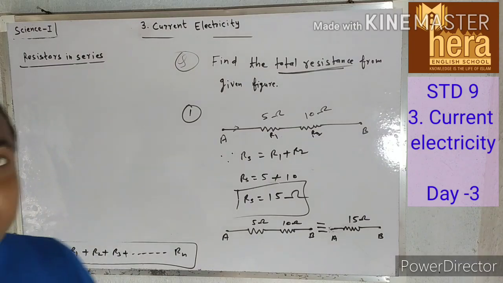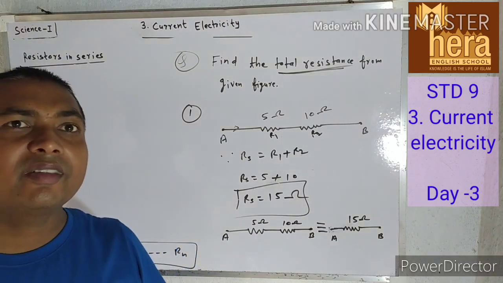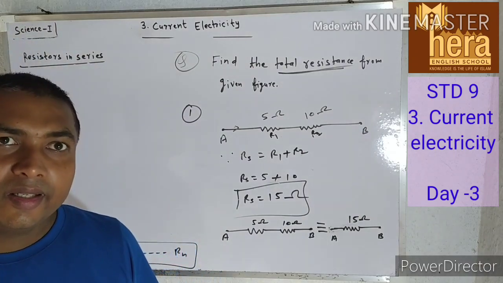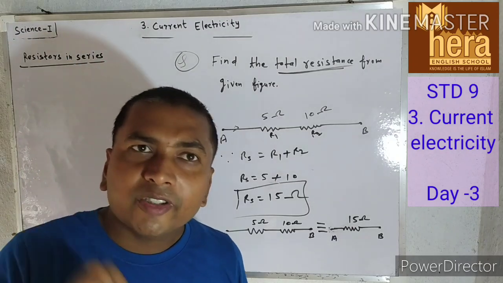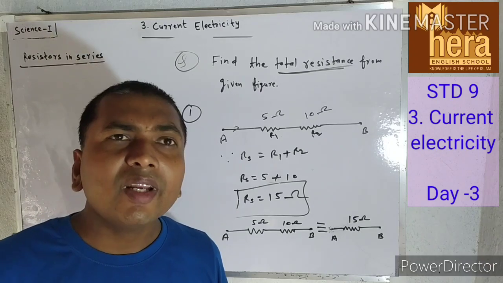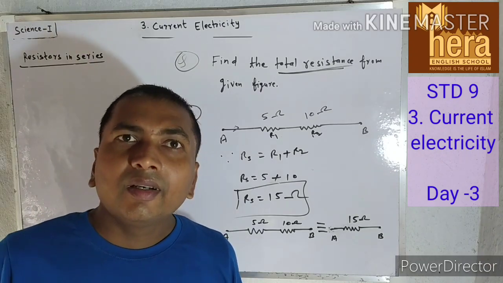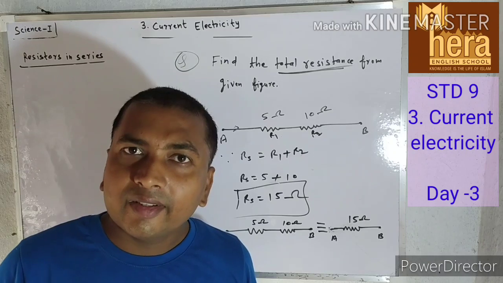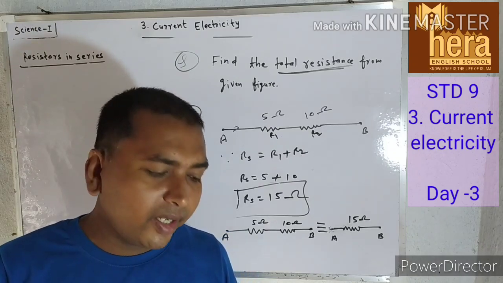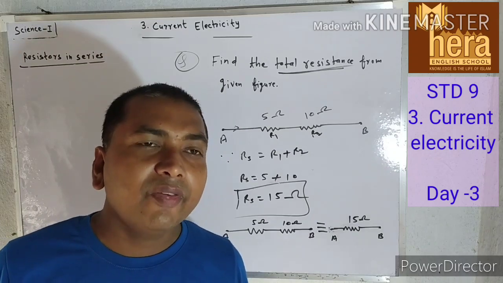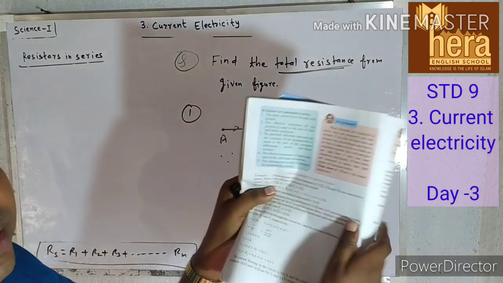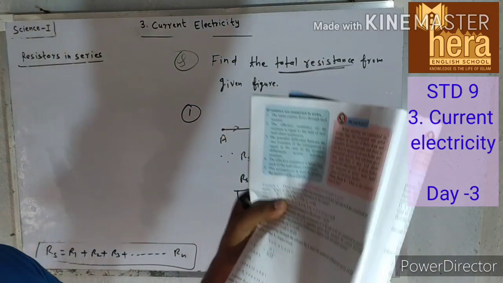In the paper, I may ask you to write 3 characteristics of resistors connected in series. Listen, I repeat, in the question paper, I may ask, write 3 or 4 characteristics of resistors connected in series. So what will you write? I am explaining what you will write. On page number 40, that is given in this box.